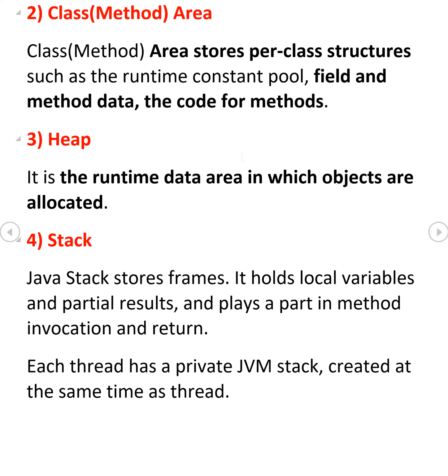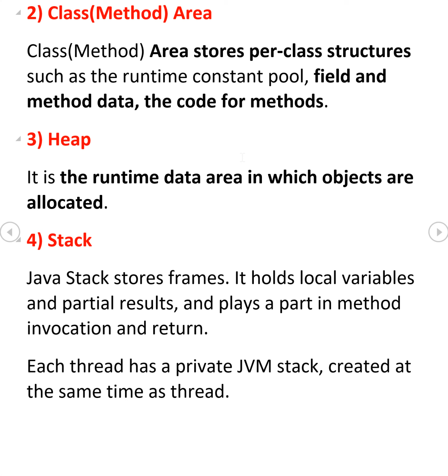We have some memory in the JVM. Those memories are known as class memory, heap memory, stack, PC register, and those things. So let's understand one by one. Class memory or method area: the class and method area store per-class structure, such as the runtime constant pool, static fields, and method data. If we write any data inside the code, that will come under the class or method area. When we create any object, it will go to the heap because it is a runtime data area.